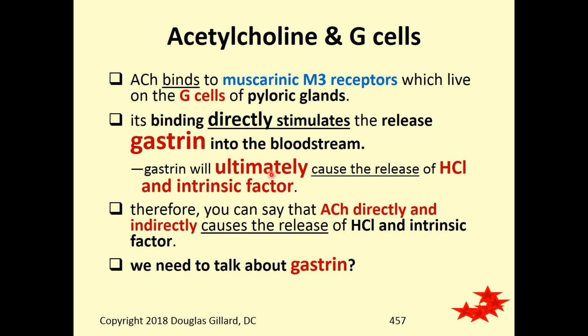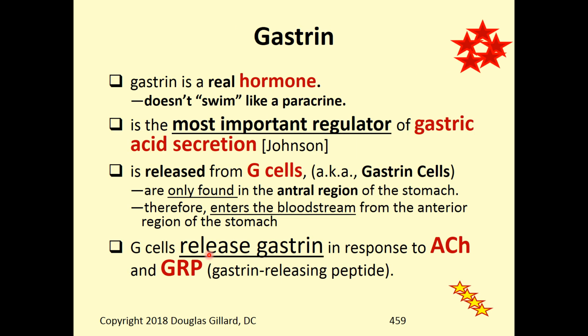Okay, acetylcholine and G cells. I just got through telling you that one. It binds to M3 receptors on G cells. Its binding directly stimulates the release of gastrin. Ultimately, gastrin will cause the release of HCl and intrinsic factor. I just showed you that double mechanism. Therefore, you could say that ACH directly and indirectly stimulates the release of hydrochloric acid and intrinsic factor. Just talked about that, but let's put it in stone here.